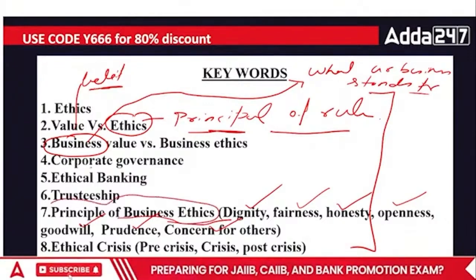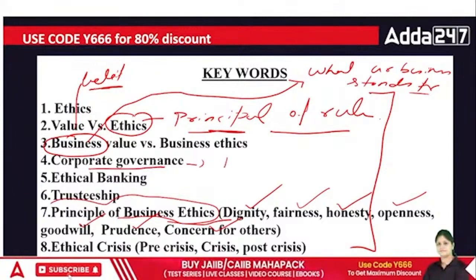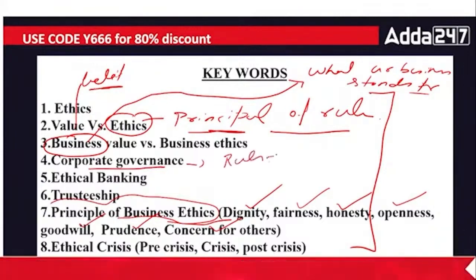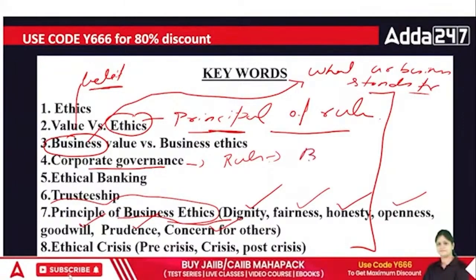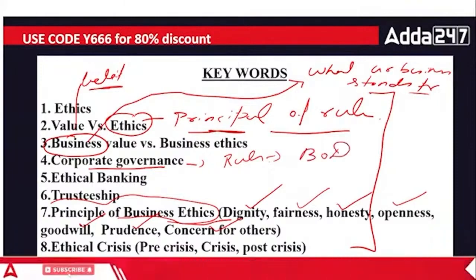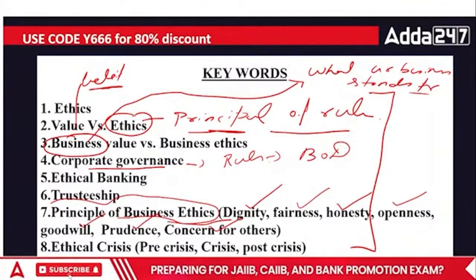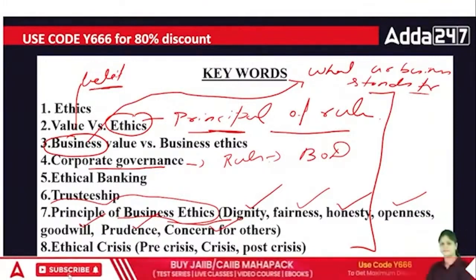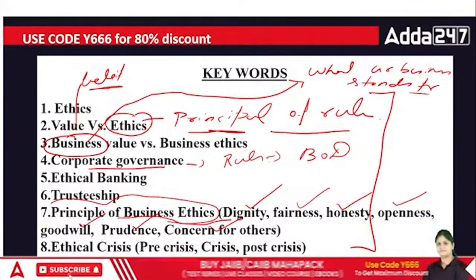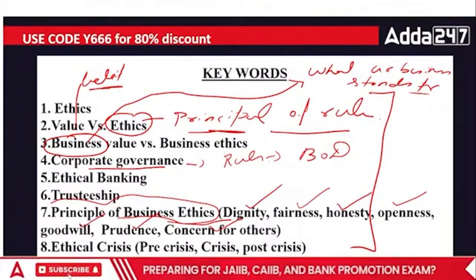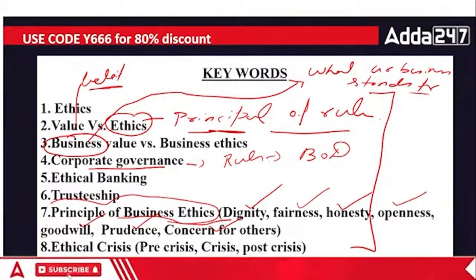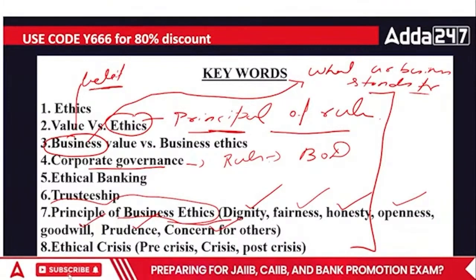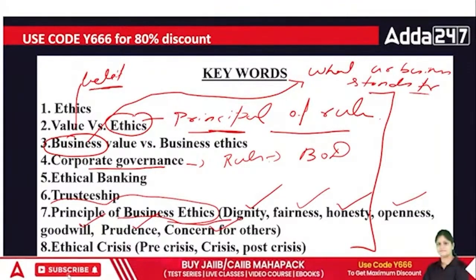Then the next is corporate governance. Corporate governance is the rules, principles and set of standards through which an organization can be controlled or directed. Normally it is the responsibility of the board of directors. Now, ethical banking is when we follow ethics in the banking system. We follow each and every principle of banking, like trust, integrity, neutrality or reliability, transparency, every aspect.